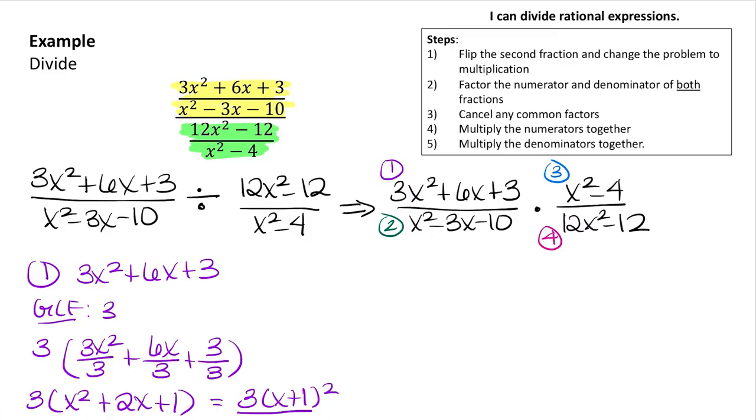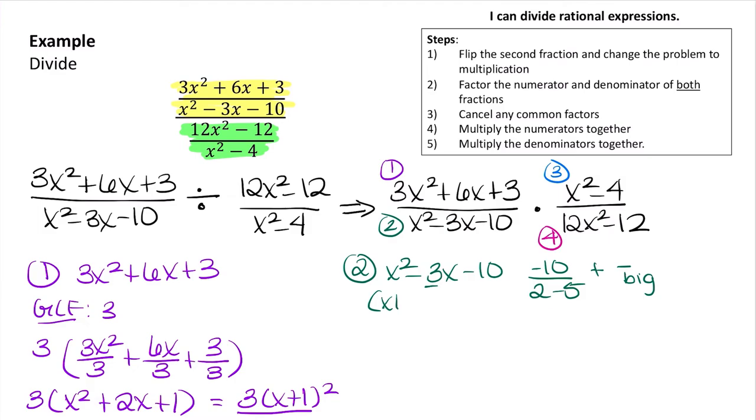Now let's factor 2. So 2 is x squared minus 3x minus 10. Here I'm going to need two factors of negative 10 that are going to add up to negative 3. So the combination that works is 2 and 5. Remember, since we have a positive and a negative factor, we want the bigger factor to match the sign of b. So we're going to make the bigger factor negative. So this is going to factor into x plus 2 times x minus 5.